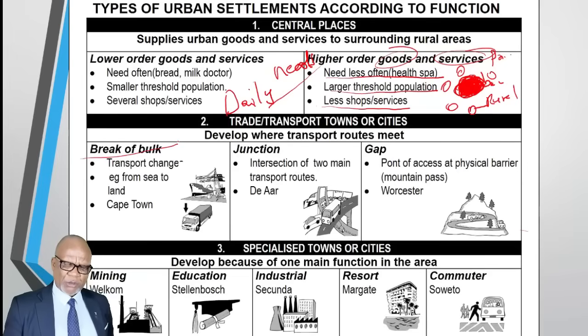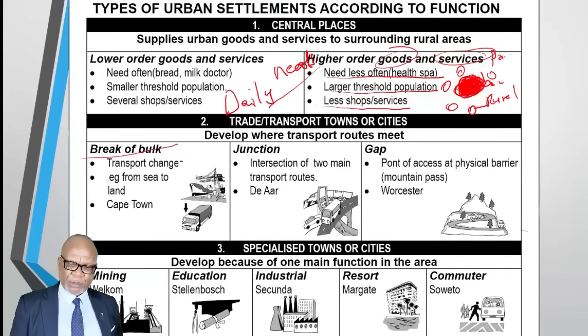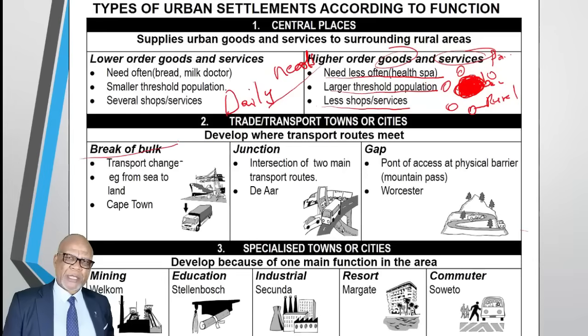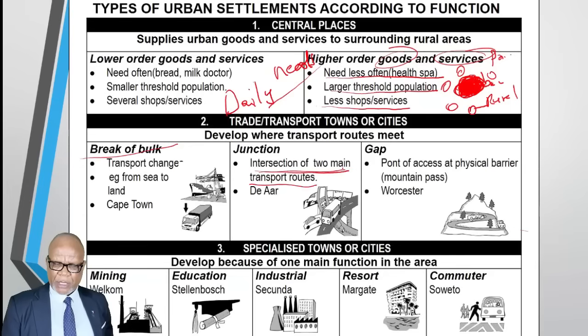So you're looking at Cape Town, you're looking at Durban, you're looking at all coastal areas where one mode of transport is replaced by another. So break of bulk point simply refers to where one mode of transport is replaced by another. We call it a break of bulk point. And then we have junction. Junction towns are simply towns that are found at main intersections. We call them junction towns.